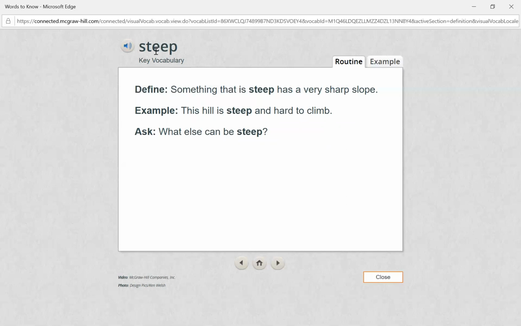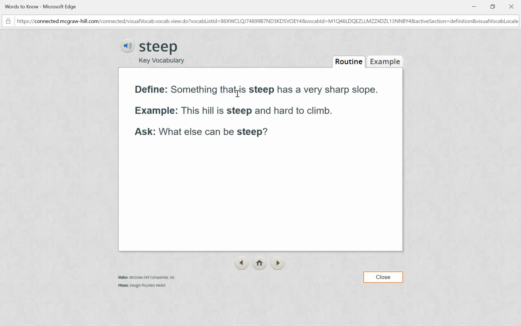All right, we have a double vowel here. So if I have two vowels in a word, remember, the first one says its name and the second one is quiet, very quiet. So this word is steep. Let's listen to the word and the definition. Steep. Something that is steep has a very sharp slope. This hill is steep and hard to climb. What else can be steep?